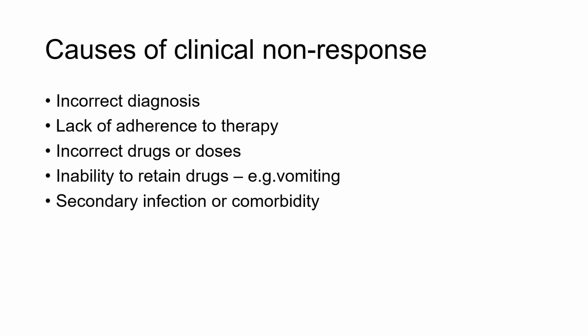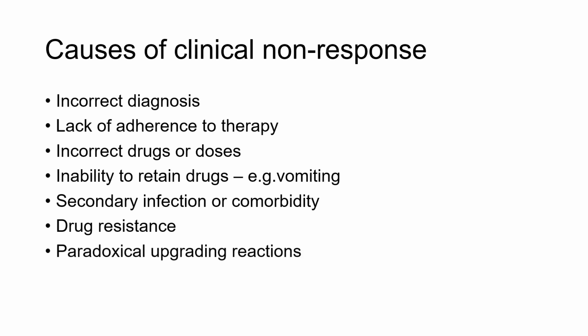Next is secondary infection or comorbidity, various comorbidities we discussed just now. And drug resistance. Suppose we have not been able to detect the drug resistance due to some reason. Suppose the Mycobacterium tuberculosis load is very less, or if you have not sent an appropriate sample. Suppose we have sent a sample that has very low yield, like pleural fluid or CSF. Various reasons may be there, but even if we have missed the drug resistance and we are giving treatment for drug sensitive tuberculosis, that might be a cause of clinical non-response. And last but not the least, paradoxical upgrading reactions are a cause of clinical non-response. What are those? We'll learn in a bit.